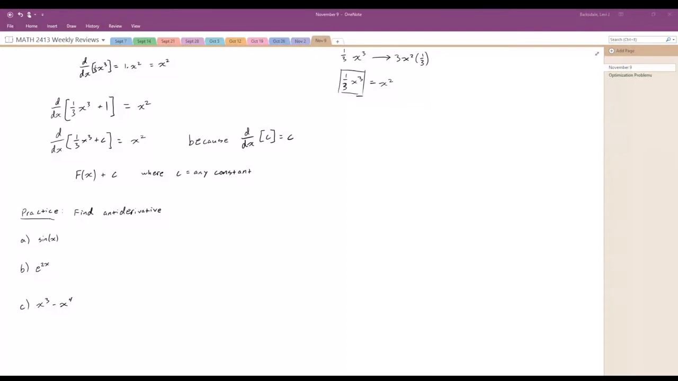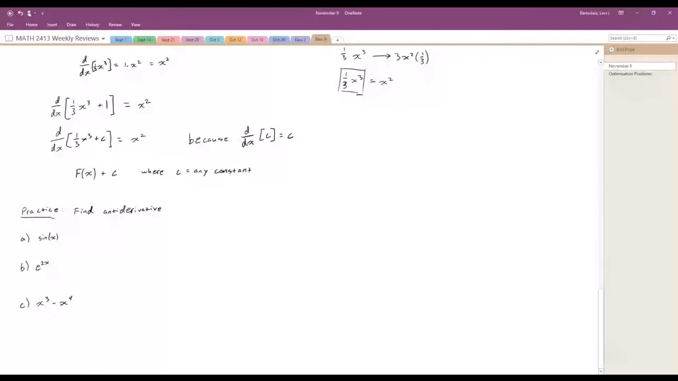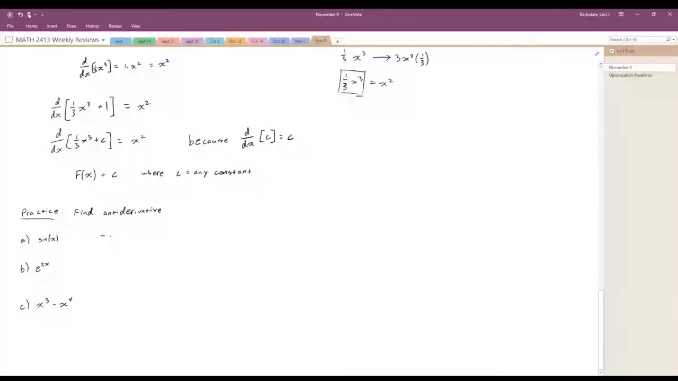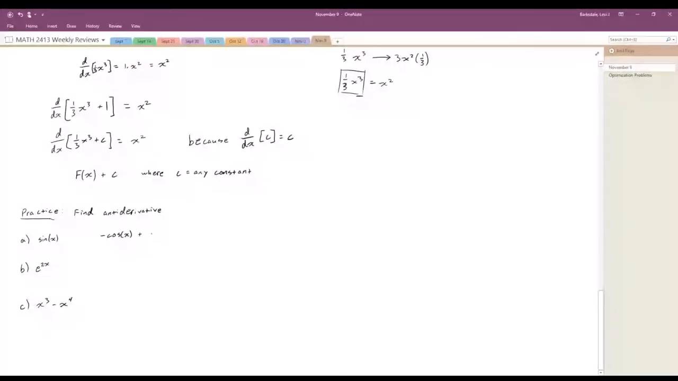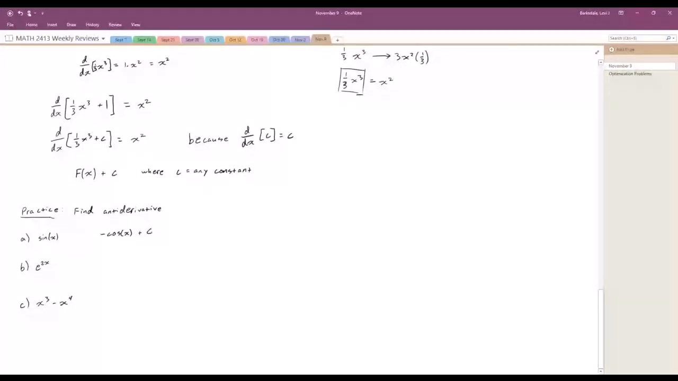There it is. Okay, so first off, if we're looking for the antiderivative of sine x, a function we know has a derivative similar to sine x would be cosine x. When we take the derivative of cosine x, we get negative sine x. So all we need to do is fix the coefficient. When we take the derivative of negative cosine x, that would give us negative negative sine x, so positive sine x. Again, we can add on any constant we want. So our antiderivative would be negative cosine x plus any constant.